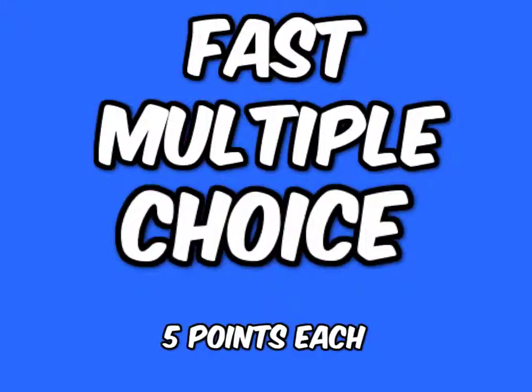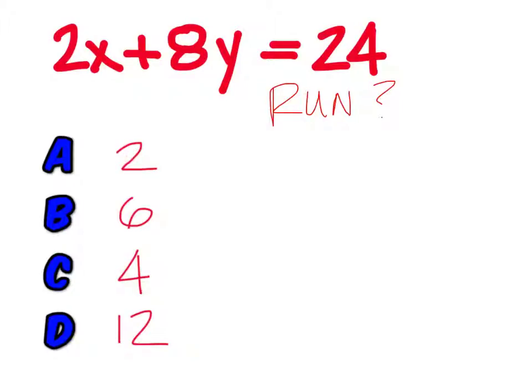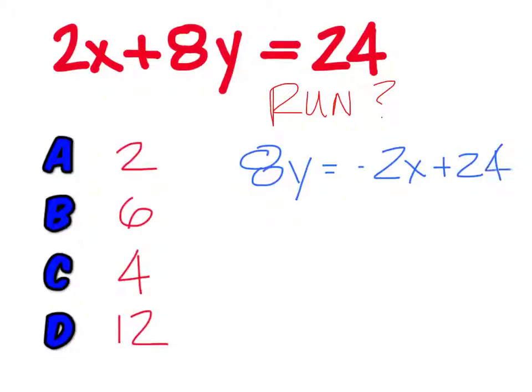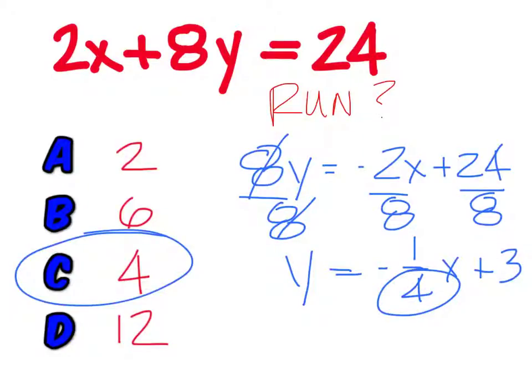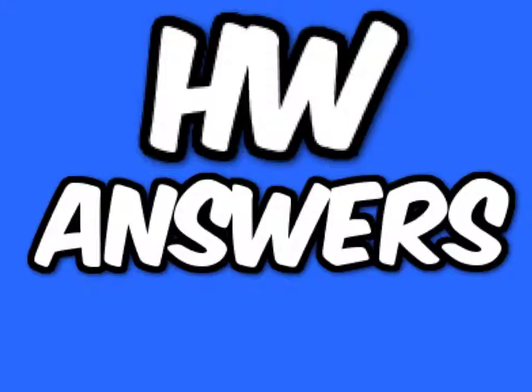Here's a multiple choice. Just need the block letter only for the right answer. What is the run of this slope? You should have 8y equals negative 2x plus 24 and divide everything by 8. These cancel out. Negative 2/8 is negative 1/4, which means the run is 4. C.